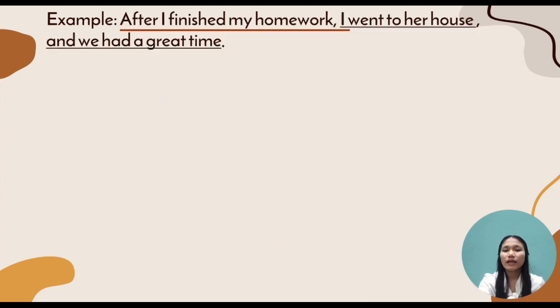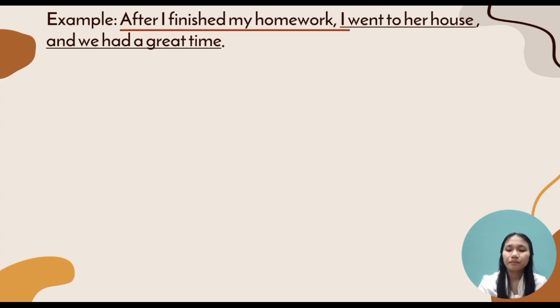Okay, next. So, "after I finished my homework, I went to her house and we had a great time." So again, just because our subject is written first by using a dependent clause, it doesn't mean that we are also going to diagram it following this order. But first again, as I have said earlier, we are going to diagram our sentence by identifying first our independent clause.